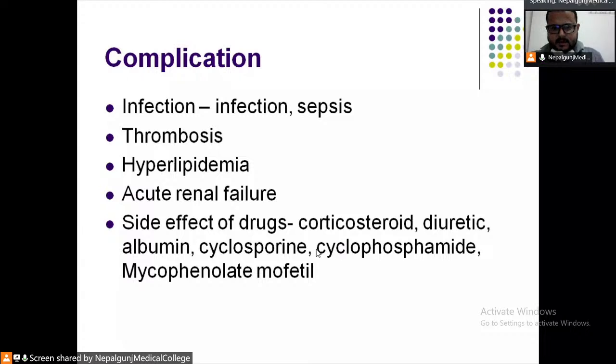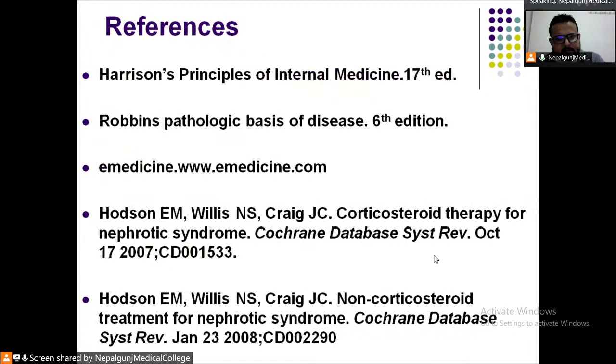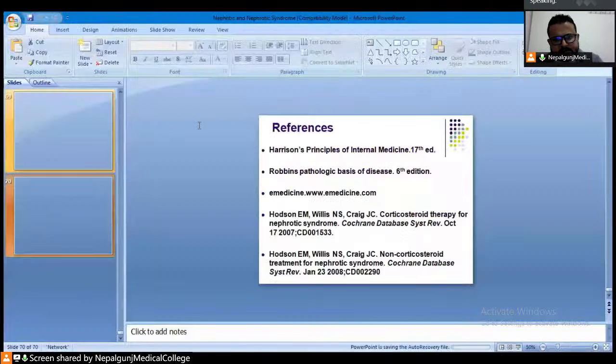Because corticosteroids and all these agents are used for a longer duration, that's why they have side effects. Corticosteroid can lead to the development of infection, because an immunocompromised state is there. Osteoporosis can develop. Okay. The chances of edema are there. So diuretic, albumin, cyclosporin, they all have side effects. So this is all about nephrotic syndrome.